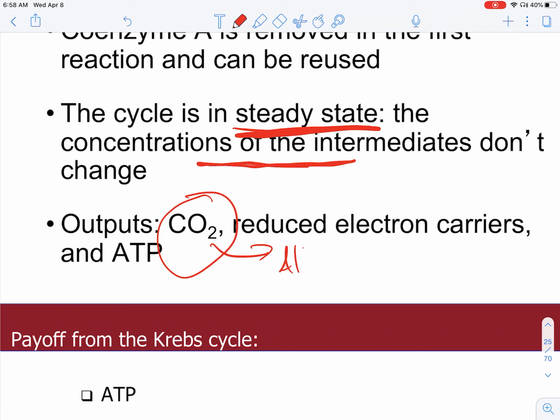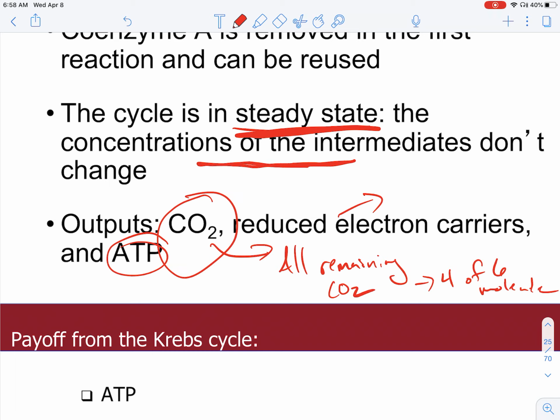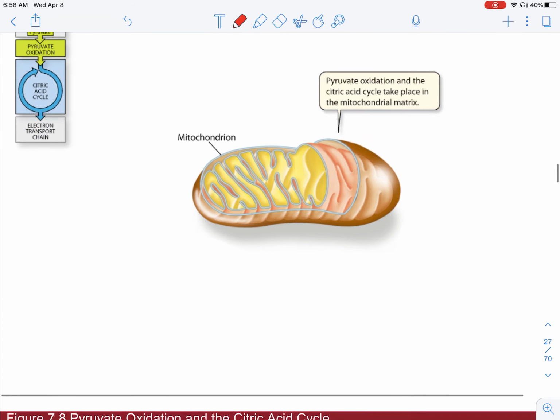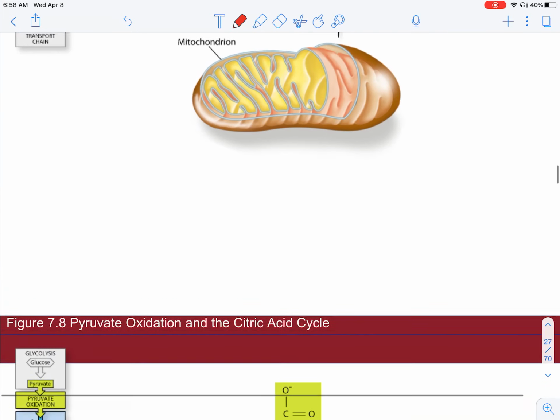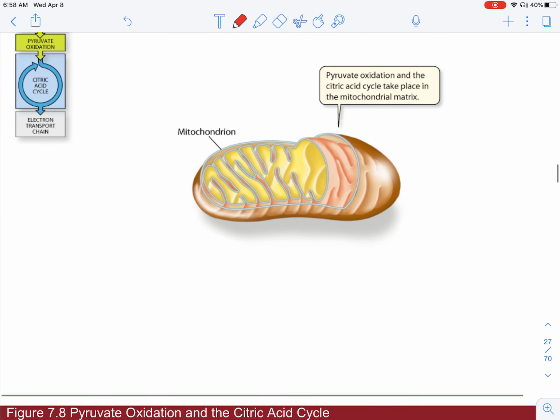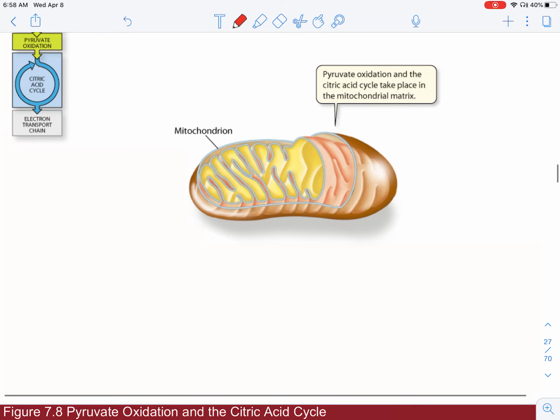So this is where all of the remaining CO2 gets processed. So that would be 4 of 6 molecules. You get a bunch of reduced electron carriers and a little bit of ATP. Well, that doesn't show up well, but this should be an animation in the PowerPoints. But this is the structure of the mitochondria.